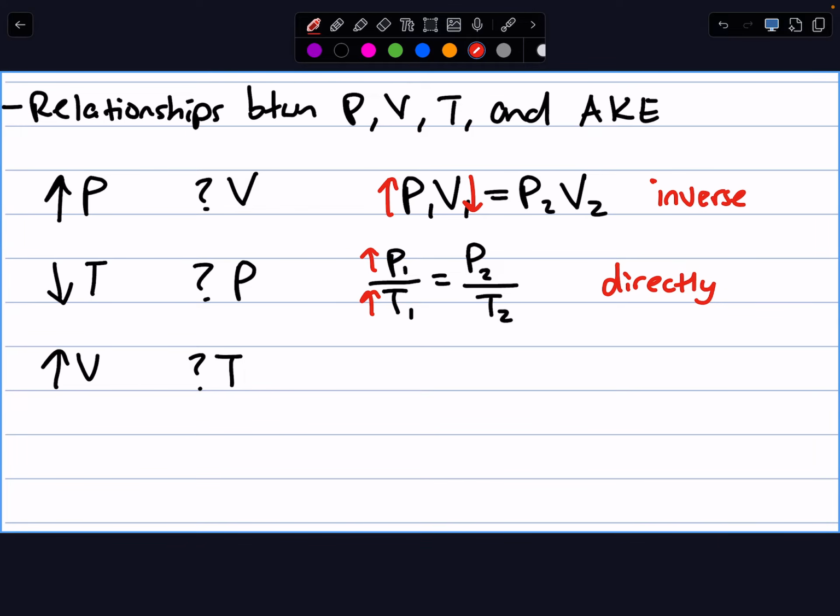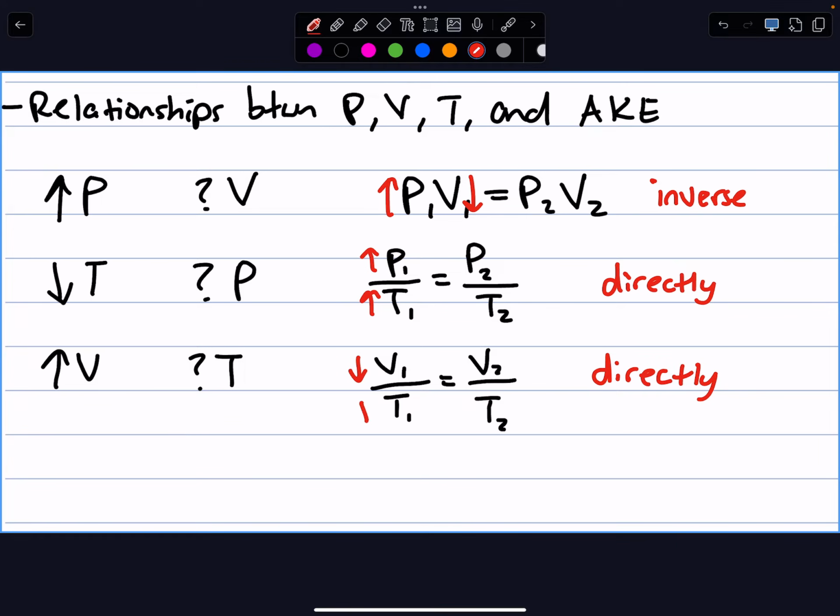Okay? Same thing with the V over T formula. You see how these two things are being divided? So then what kind of relationship is that? Exactly. So when they multiply, it's inverse; when they divide, it's direct. Okay, so if I were to say volume goes down, what happens to temperature? Right. So you tell me. What can I change this to?